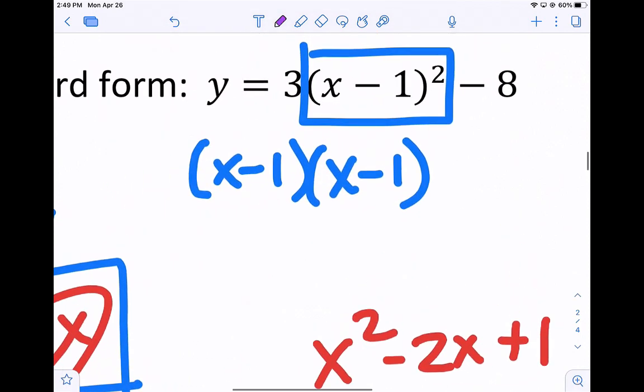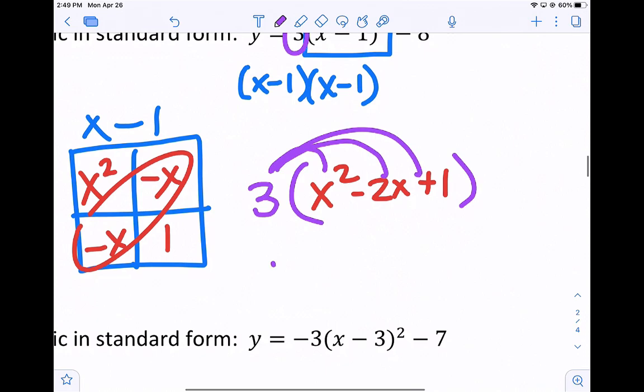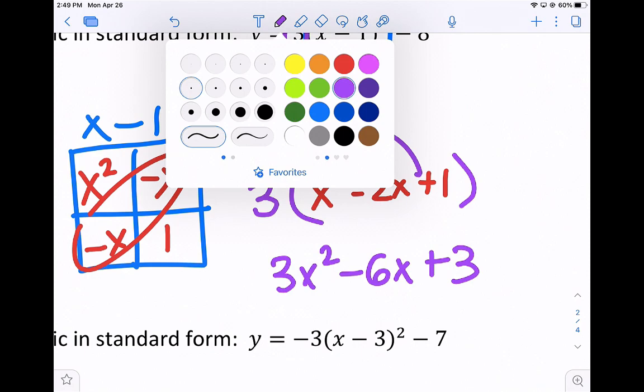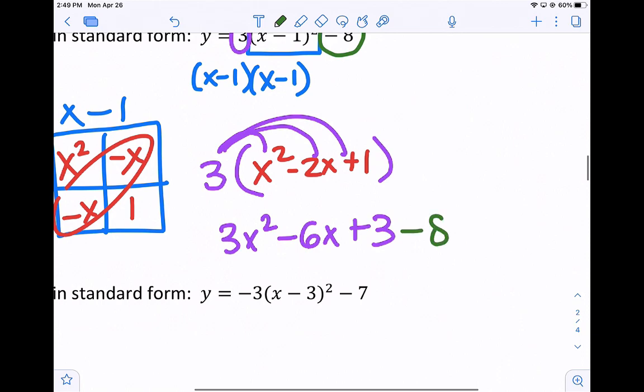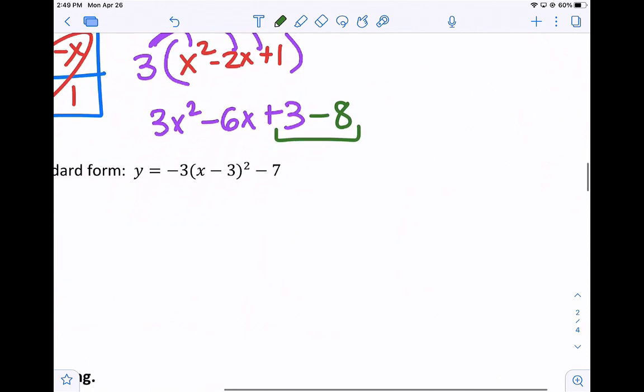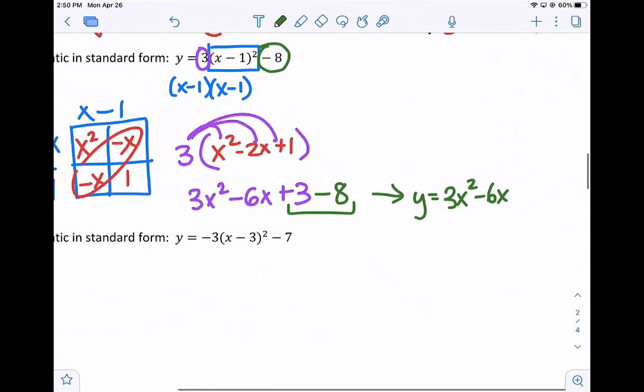Our next step is we have this 3 on the outside, so we're going to multiply everything on the inside of the parentheses by 3. So we'll get 3x squared minus 6x plus 3. And then our last step is we have this minus 8 hanging out the end, so we'll kind of tack it on here and combine like terms. And the final answer will be y equals 3x squared minus 6x, and then 3 minus 8 is negative 5.